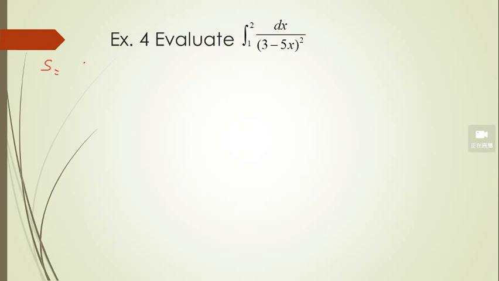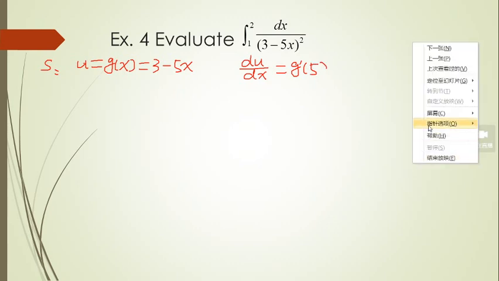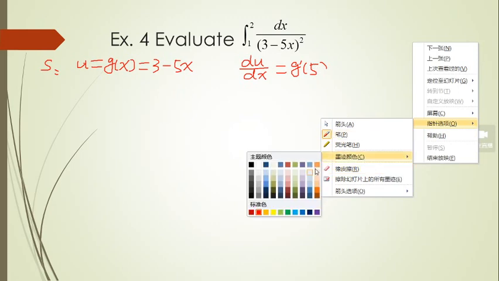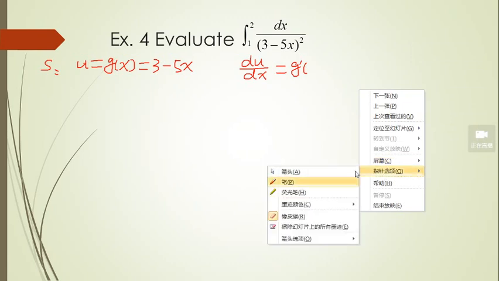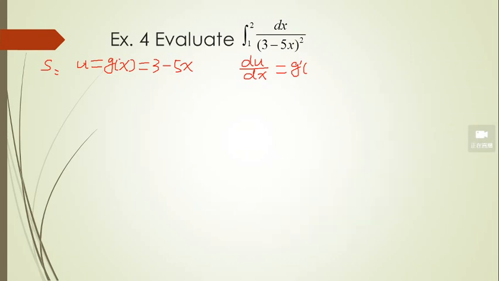Now let's figure out each term. Find the appropriate u, g(x), which is 3 minus 5x, and then du over dx, which is my g prime(x). It's a linear function, so the g prime gives a constant again, which is minus 5.